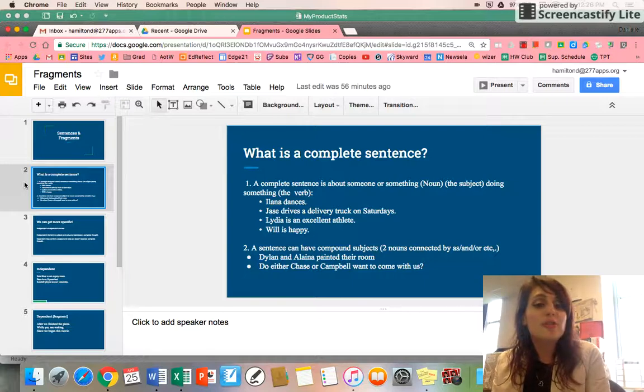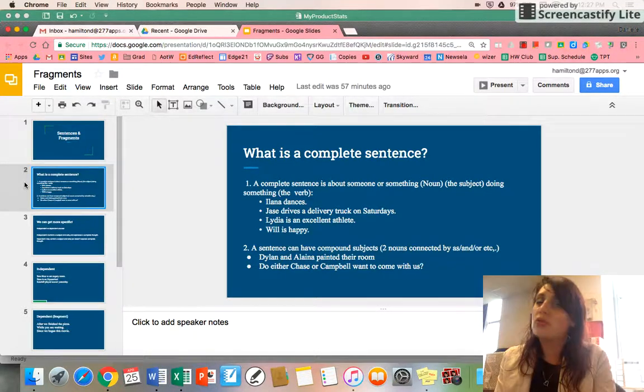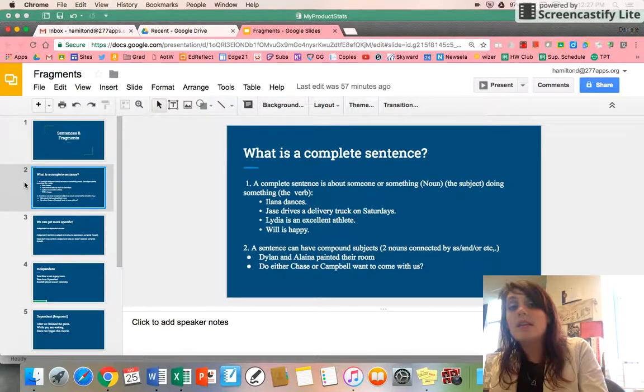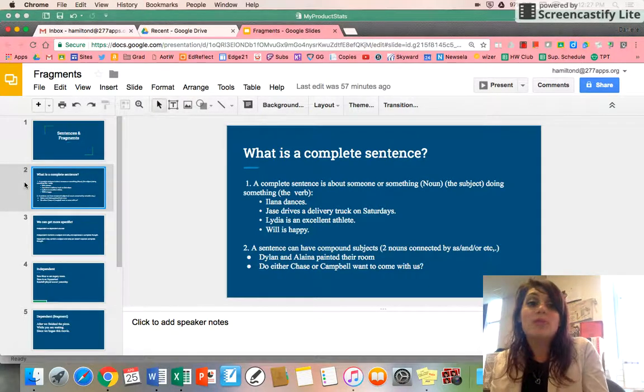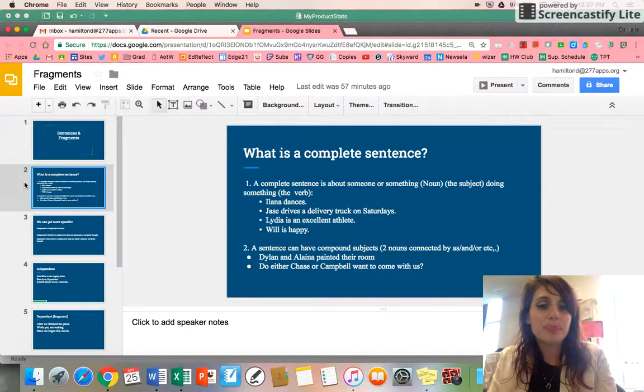The next two have something in common. Lydia is an excellent athlete, and Will is happy. In both of these cases, "is" is the verb, and sometimes people get tripped up on this, so don't let that fool you. Lydia is an excellent athlete. Who is the subject? Lydia, and what is she? An excellent athlete. But to get there, it's the "is." And Will is happy. In this case, happy would be an adjective describing Will, so "is" must be the verb.